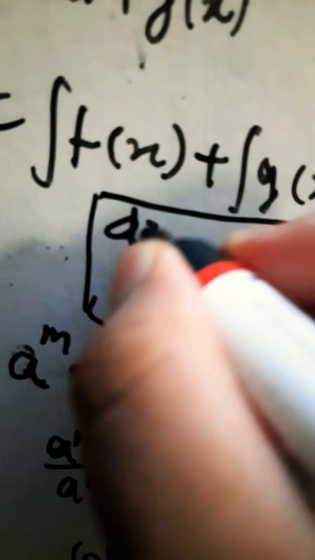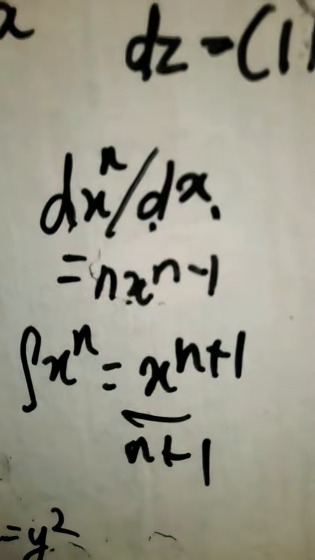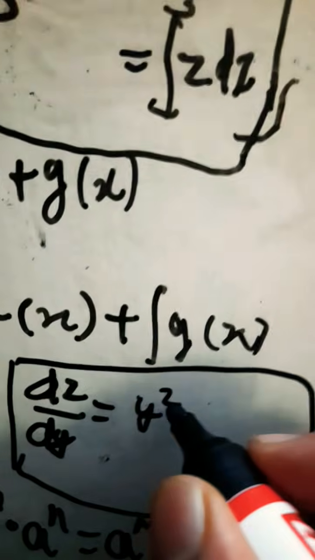Wait a second. Let me write here. Oh, this is really short space, I guess. dz by dy equals... So let me show you. It is d by dy of y square. So I showed you, d of x raised to n by dx is equal to n x raised to n minus 1. So for y square, n is 2.